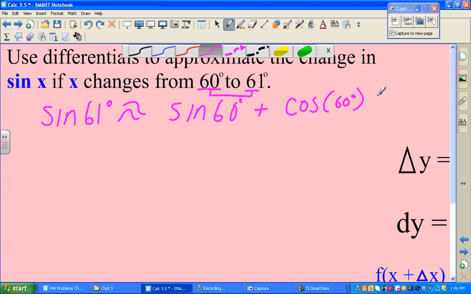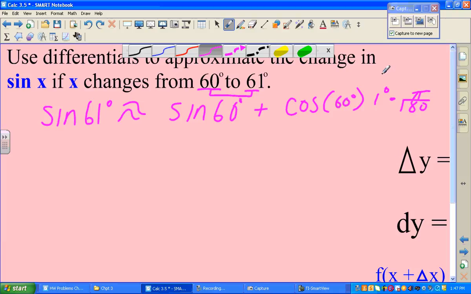The problem is it's 1 degree. And in calculus, we don't like degrees. We like radians. Times the conversion from degrees to radians is what, Elizabeth? Yeah? Very good. Pi over 180.